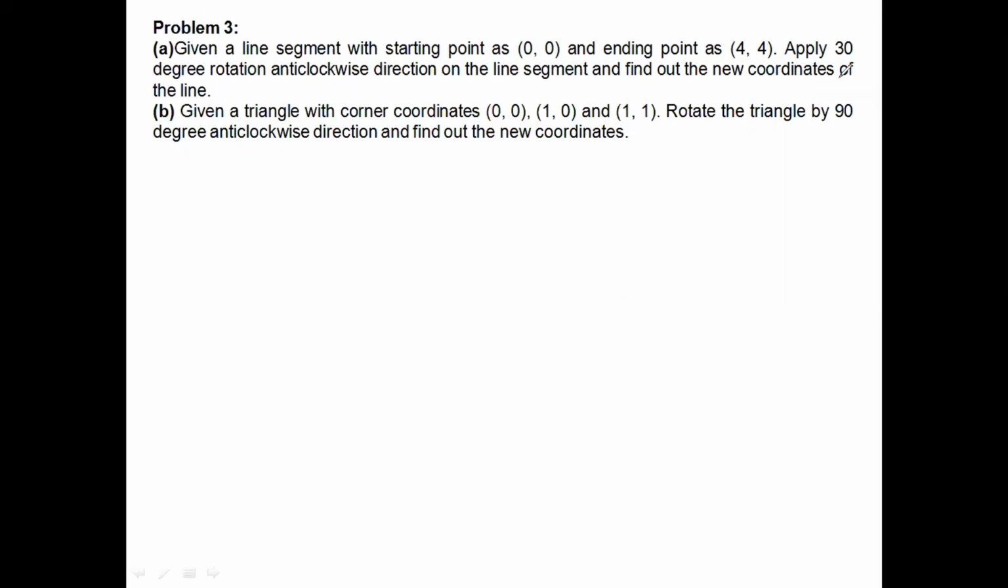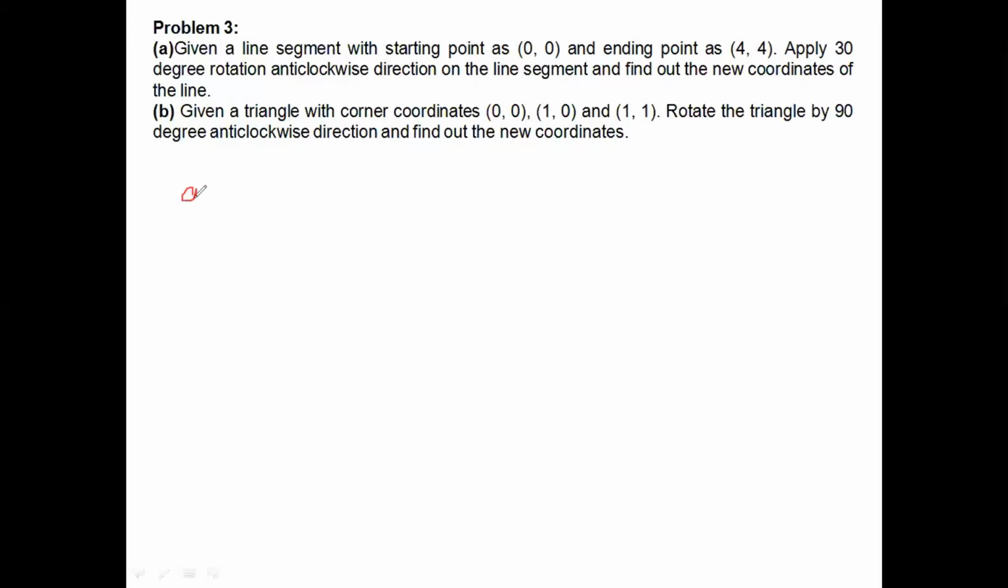So this is problem 3, and if we look at part A, it says that a line segment is given to you. The starting point is 0 0 and the end point is 4 4, and now you have to apply a rotation in the anti-clockwise direction on the line segment. So simply we have to perform the transformation on the line, that is rotation, by an angle of 30 degrees, and find the new coordinates after rotation of that line. So how will we proceed to solve this problem?